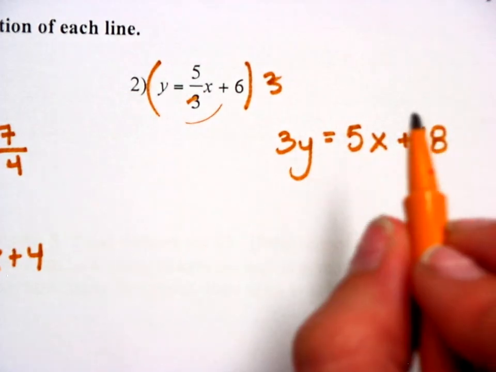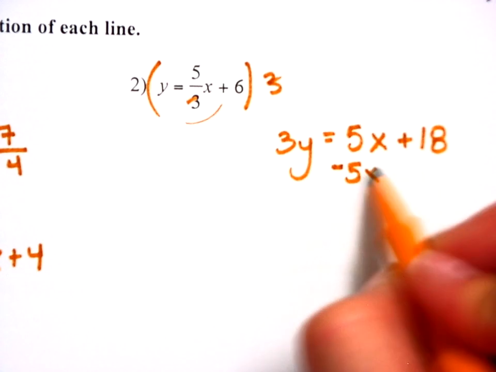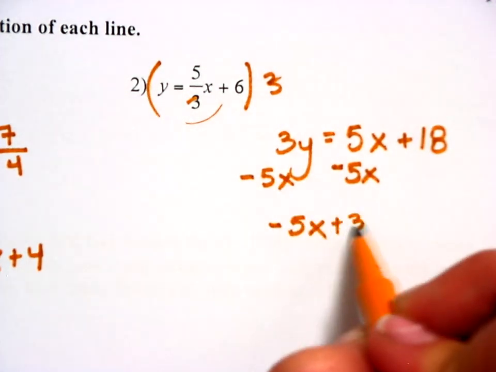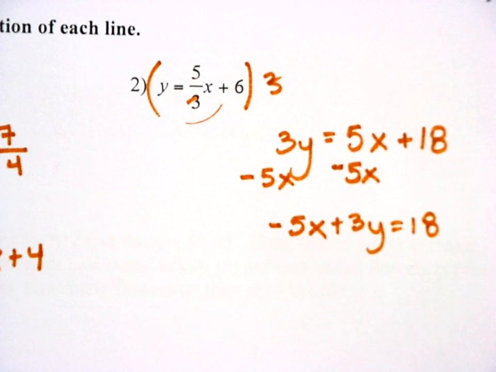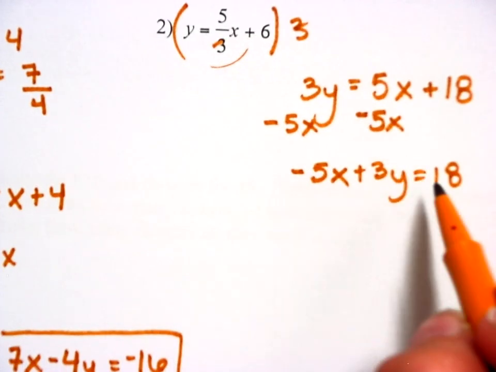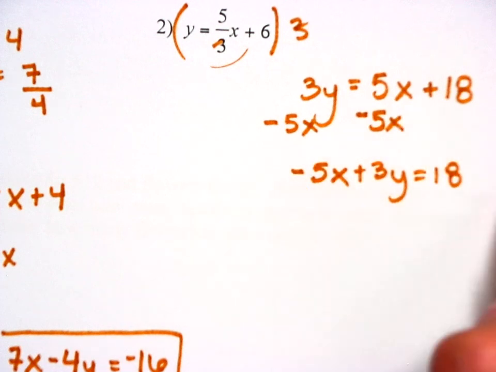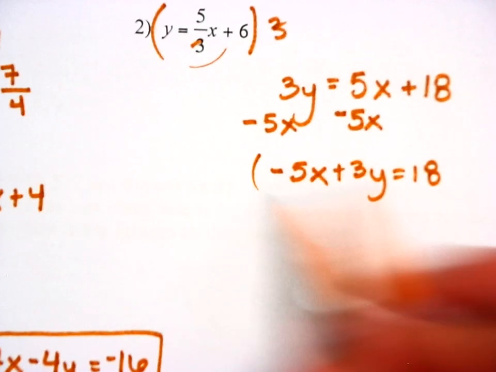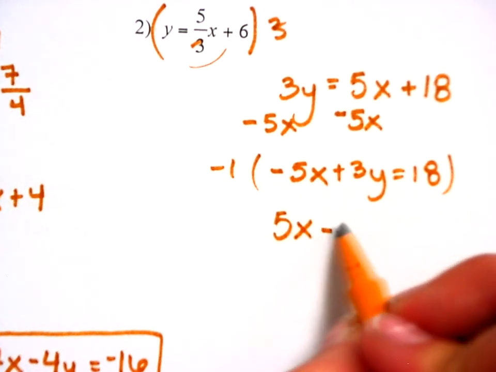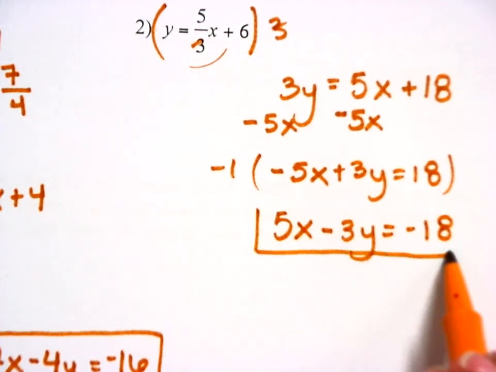Now I'm almost in standard form. What I'm going to do now is subtract 5x from both sides of the equation. So I have negative 5x plus 3y equals 18. And then remember, last step, if we want to make this true standard form, we don't want this negative, so we're going to multiply everything by negative 1. So I've got positive 5x minus 3y equals negative 18. And you're in standard form now.